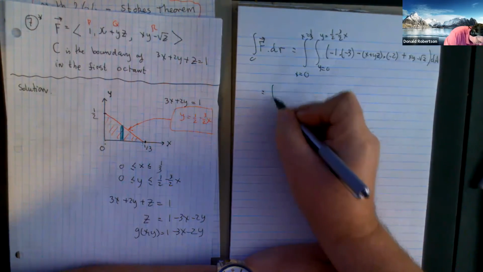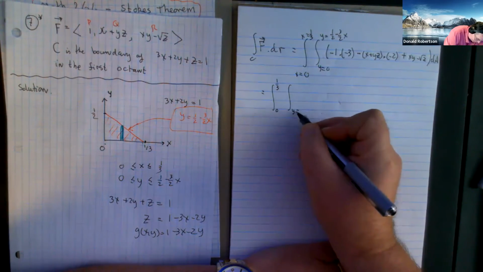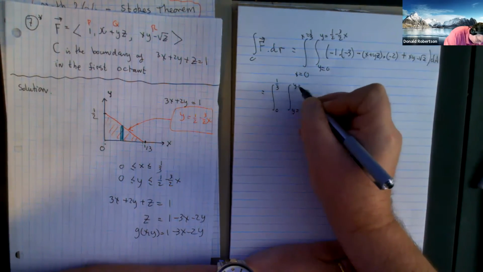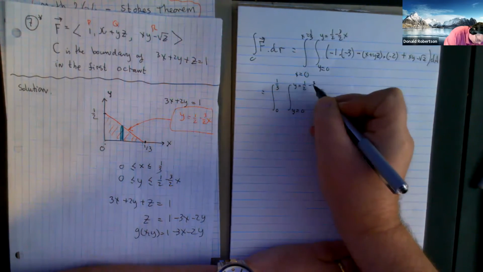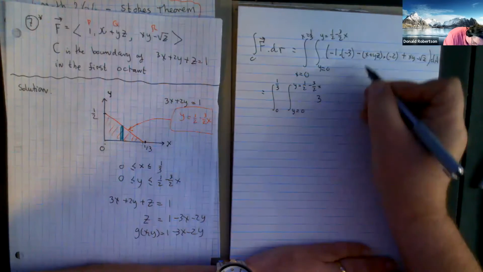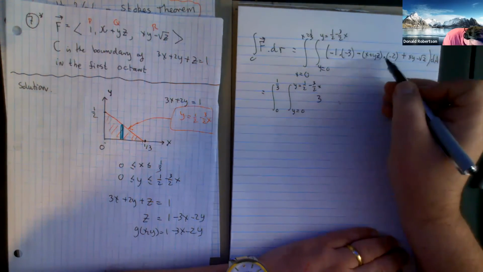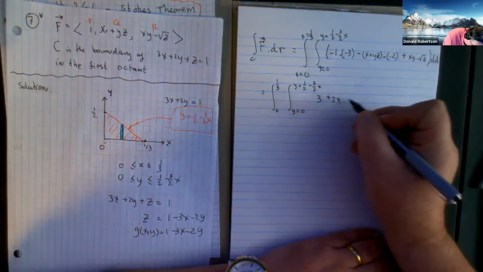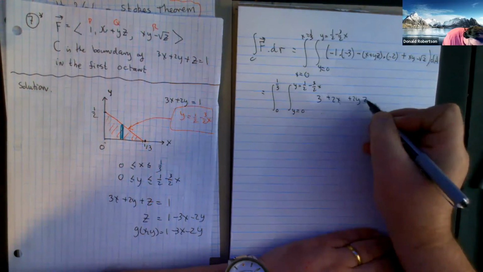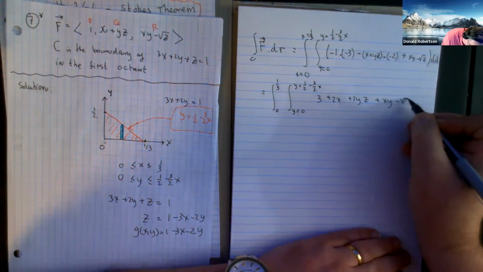So it's going to be the integral from 0 to 1/3, the integral from 0 to 1/2, take away 3/2 x. That guy gets you 3. Oh God, that guy gets you 2. 2 negatives make a plus. So that gets me 2x plus 2yz. That's an xy, take away the square root of z.